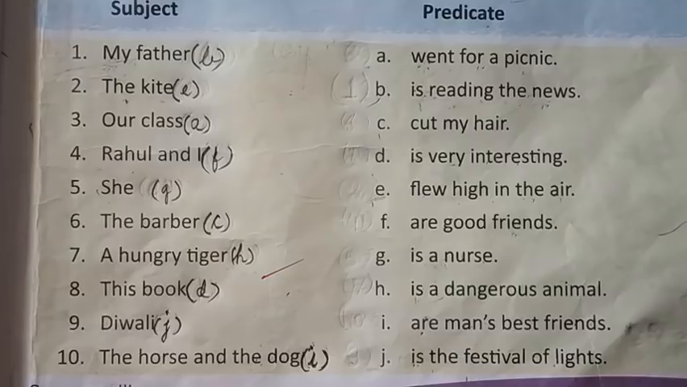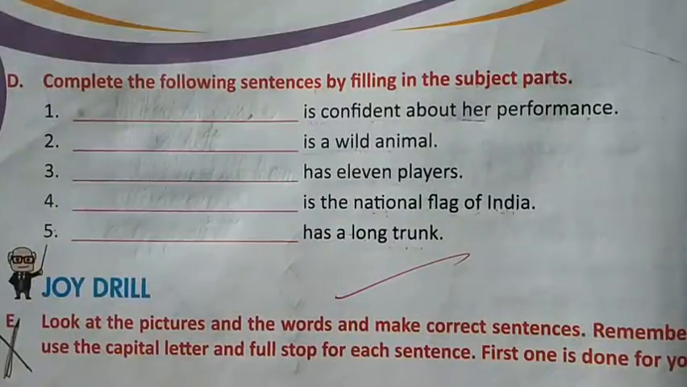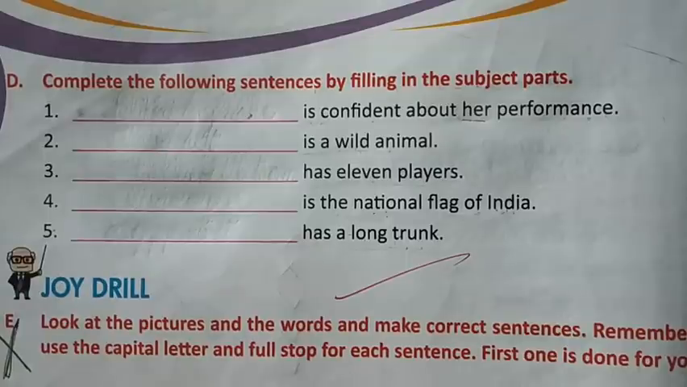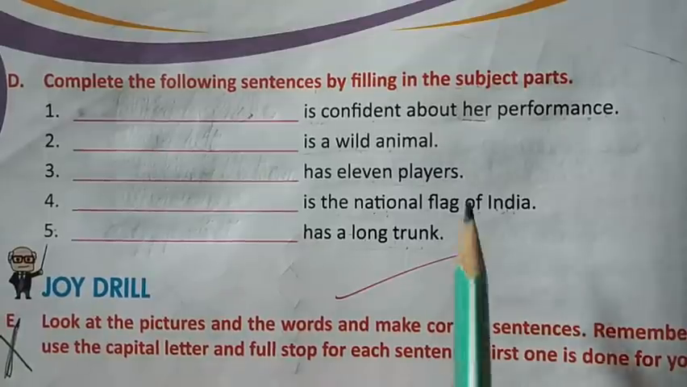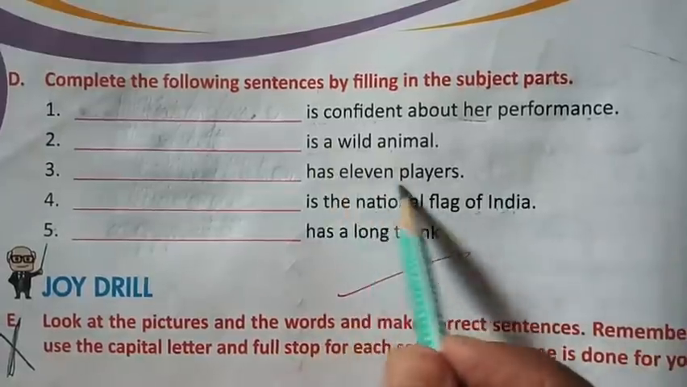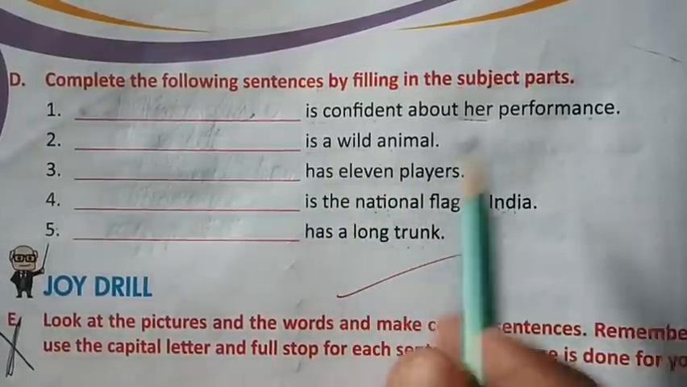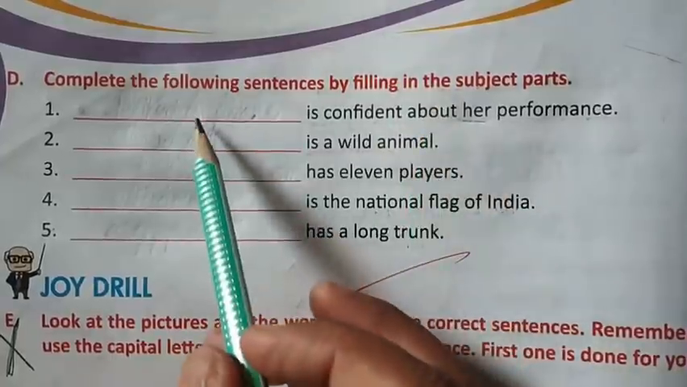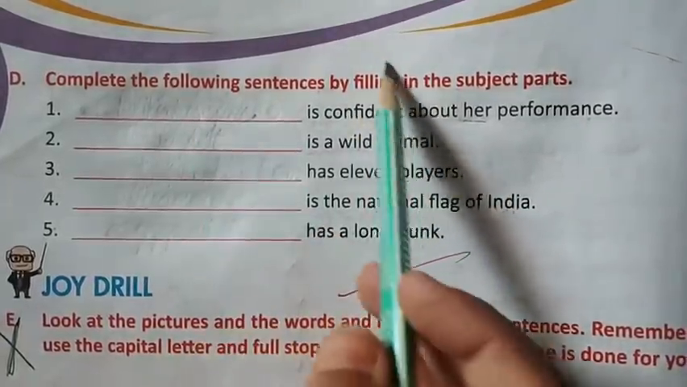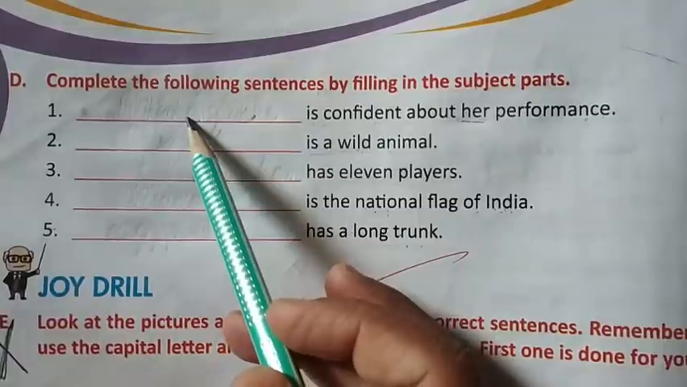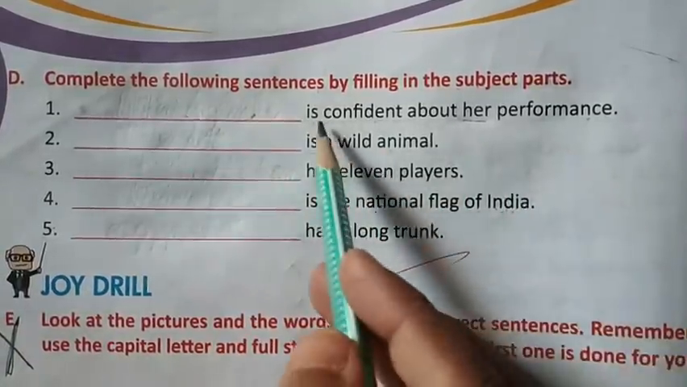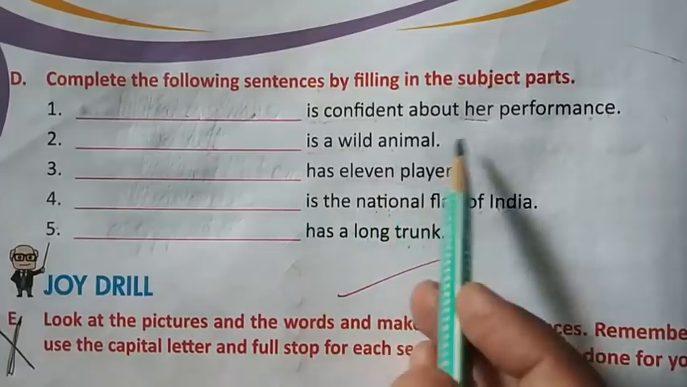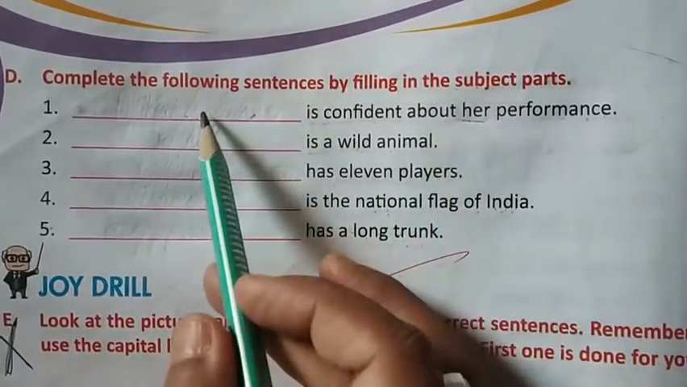Okay. Now the next exercise, D. Now this is exercise D, children. Okay, and this exercise is to complete the following sentences by filling in the subject parts. Okay, as you can see in each sentence, predicate part is given here. And you all know very well that predicate describes the subject. Predicate tells us something about the subject. So by reading the predicate part, we will come to know about the subject or get an idea about the subject.